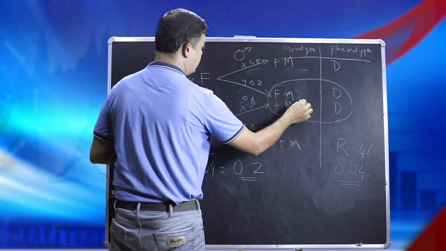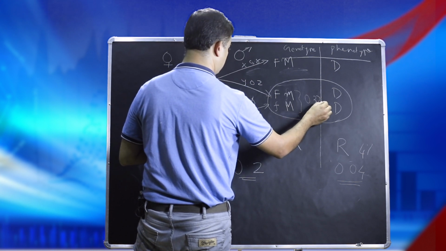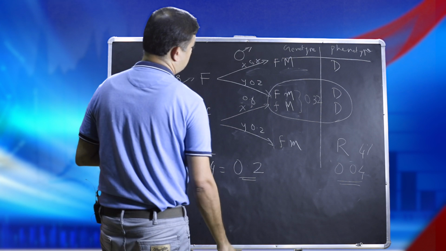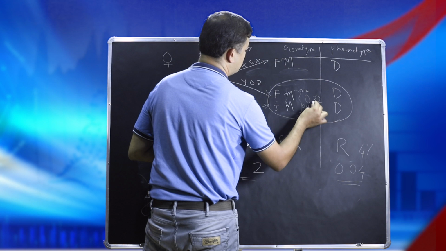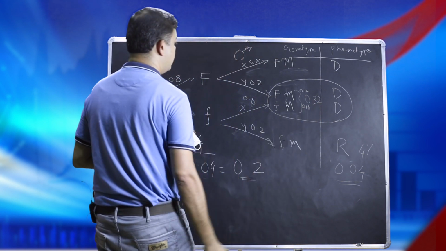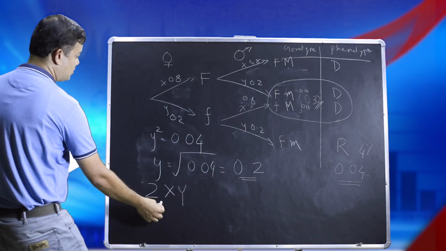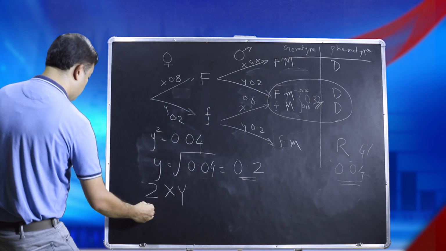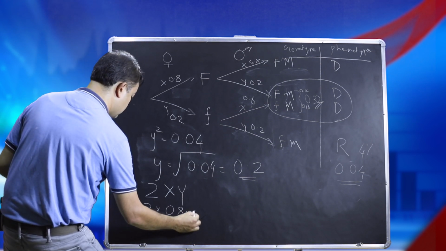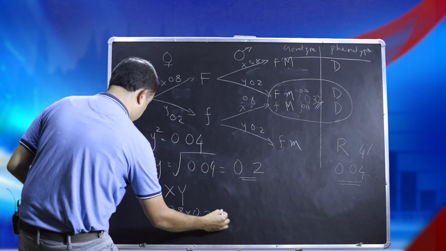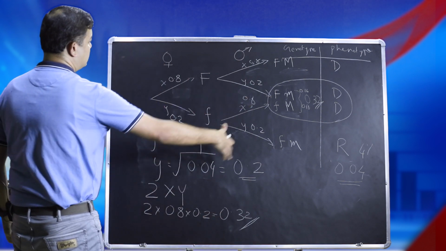So these 2 together is basically 0.32. Fine. So that is basically 0.16, 0.16. So together you are going to get 0.32 here. So this is our answer. 32% is the thing. So otherwise 2xy, x we already know, that is 0.8, 2 multiplied by 0.8 multiplied by 0.2 is equal to 0.32. So this is the same answer that you are going to get through the tree like illustration as well.